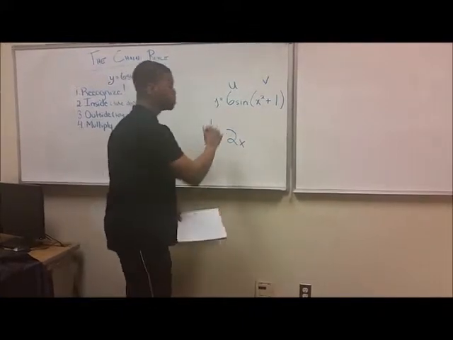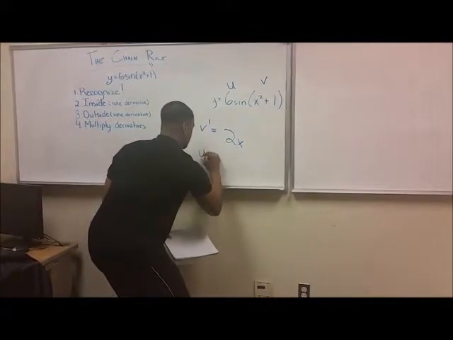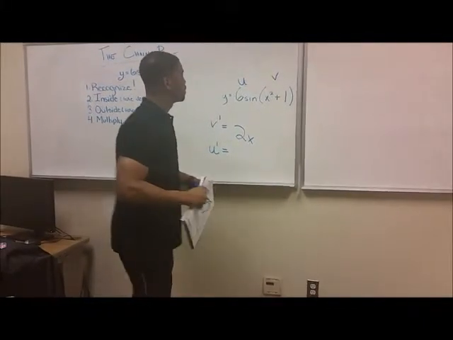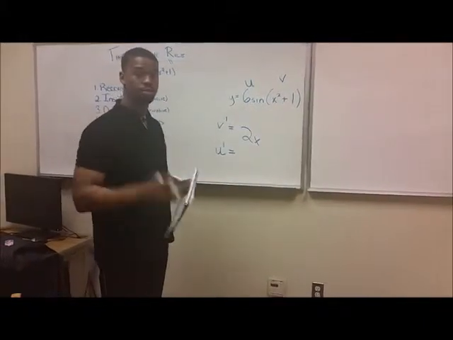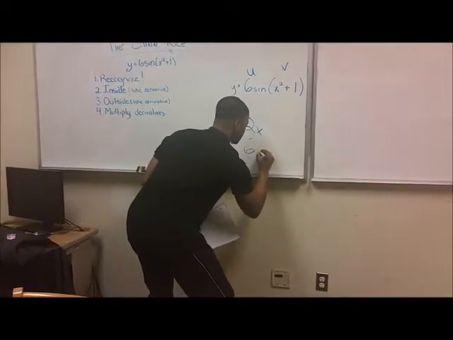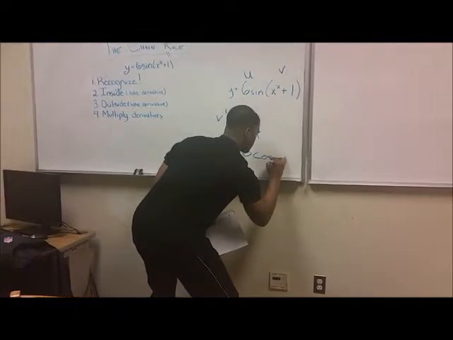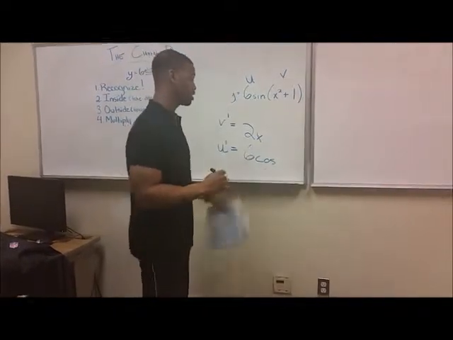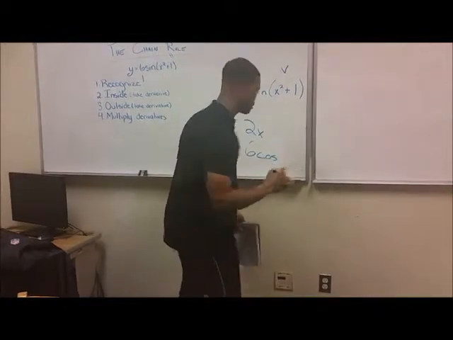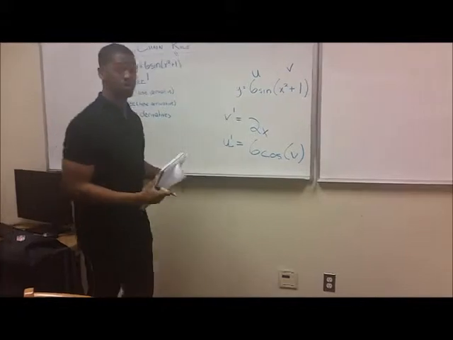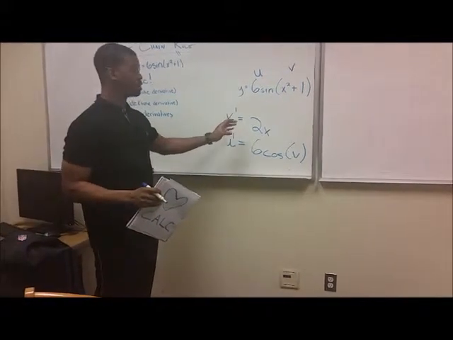For the derivative of u, that was something that we had to memorize, and everybody in class knows that the derivative of 6 sine is 6 cosine of v. And you have to remember to put the v down here as well. It does not go away. Very important step. So these are the derivatives of our respective parts of our composite function.